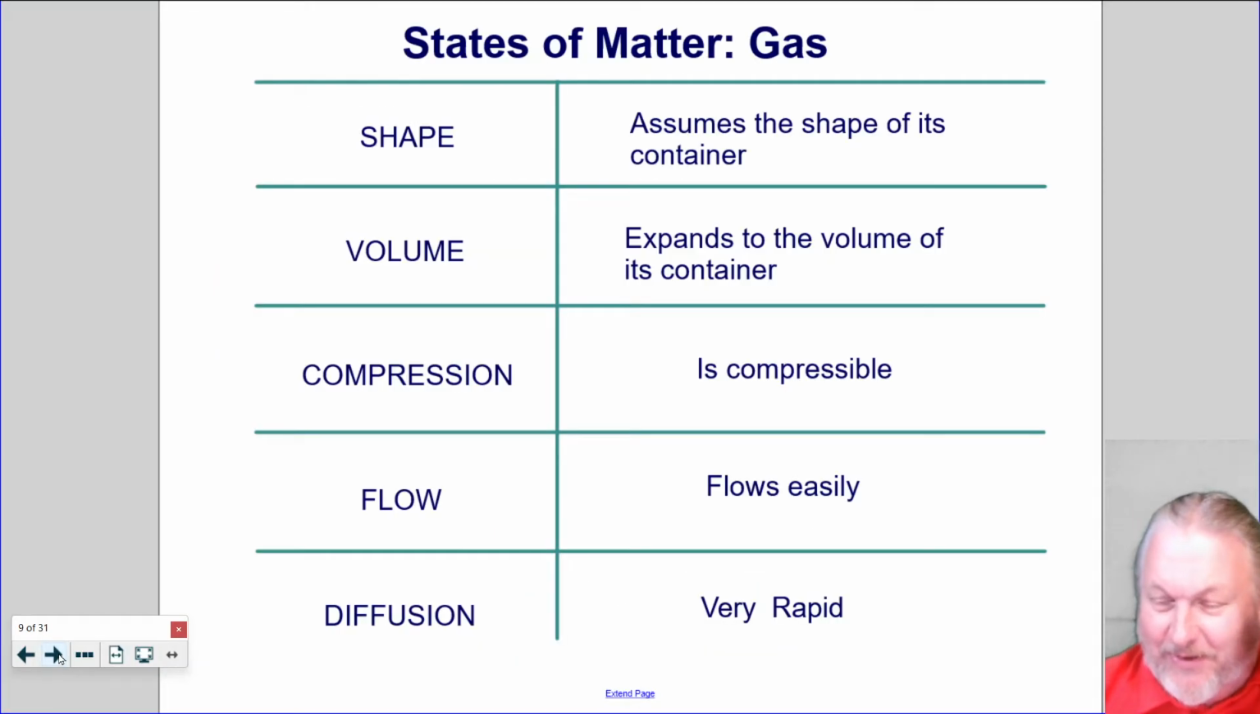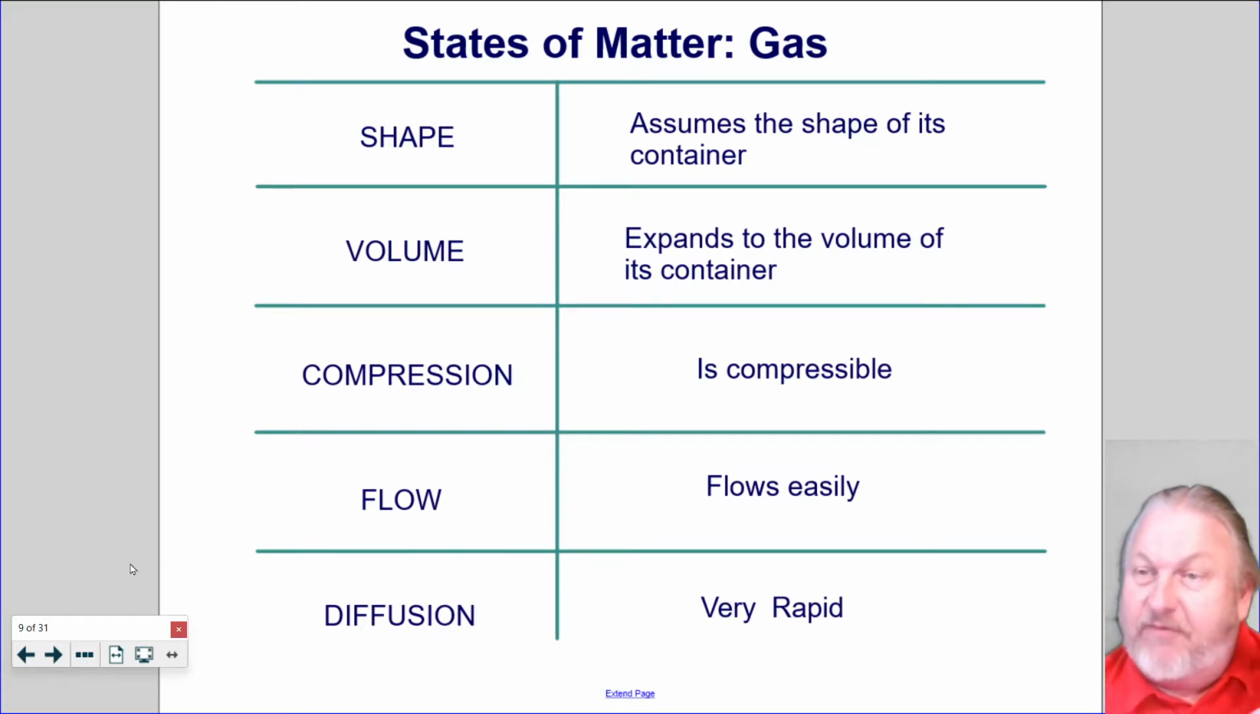So, anyway, a gas will assume the shape of its container because it's moving around freely. The gas will expand its volume to that of the container. So, if I've got a bottle of gas, it's all in that bottle. It's very compressible because most of a gas, the volume is empty space. It flows very easily, and it's got a very rapid diffusion.